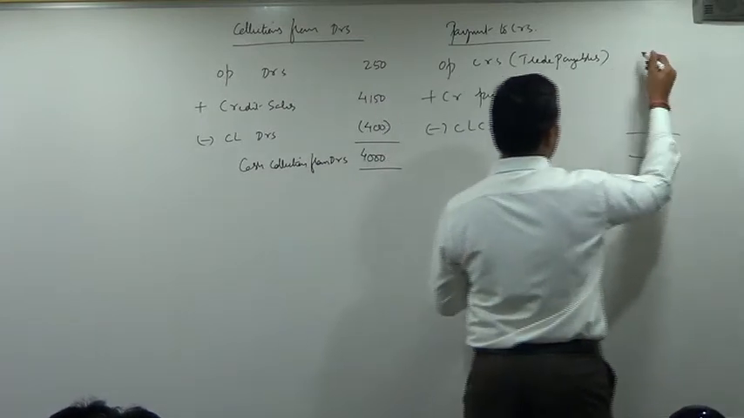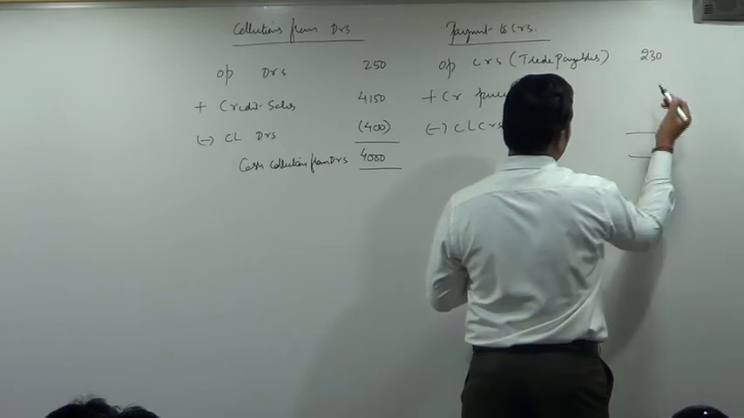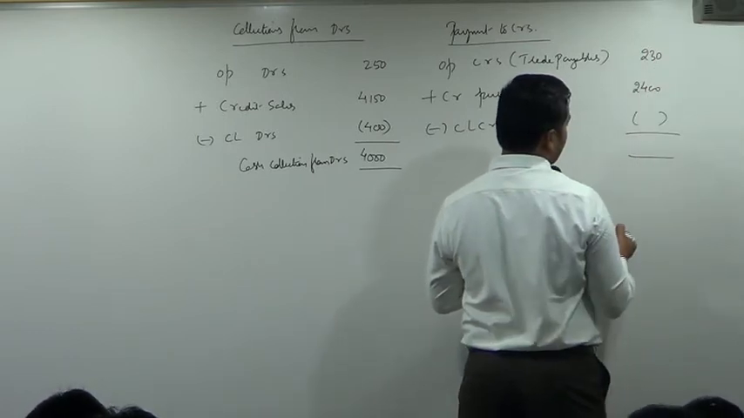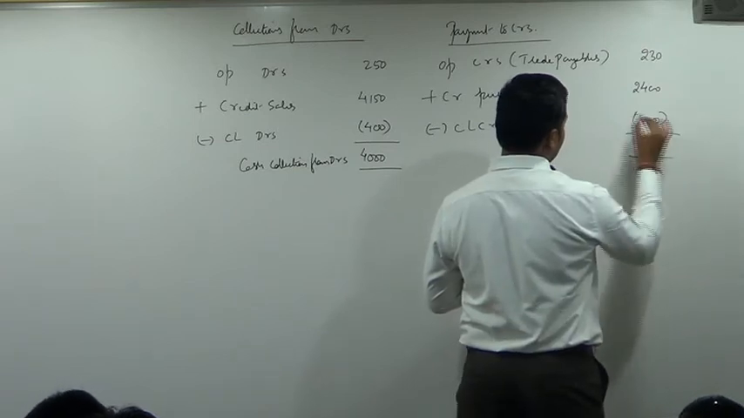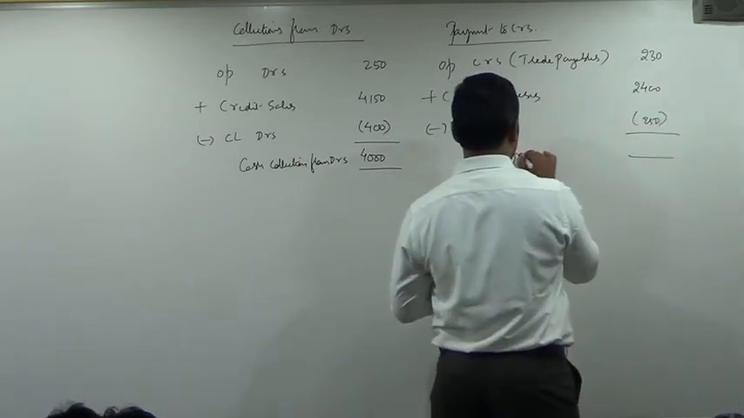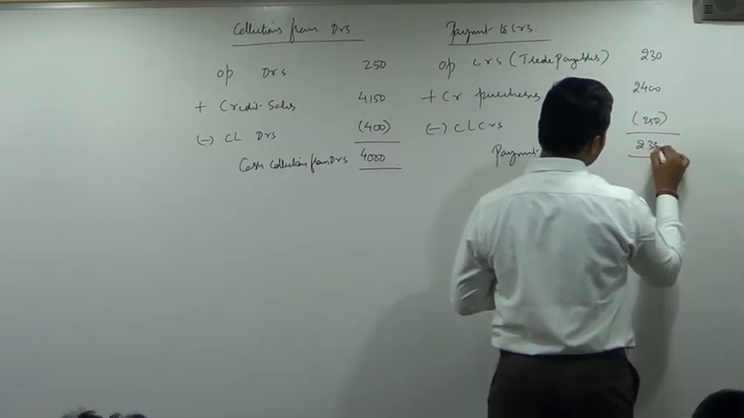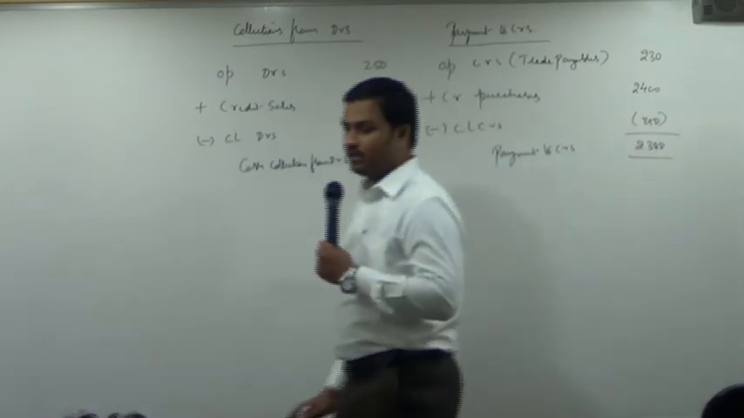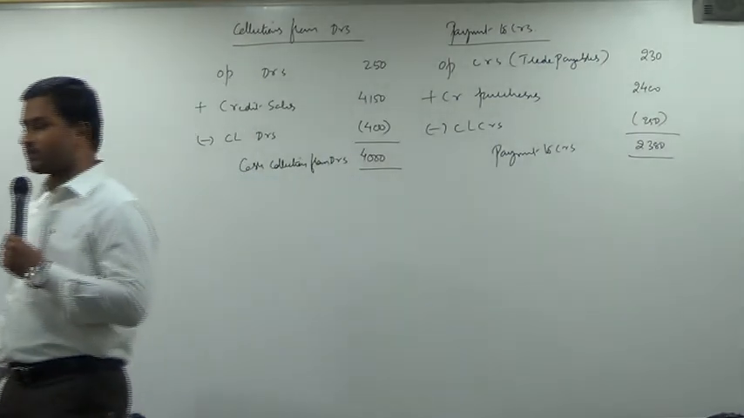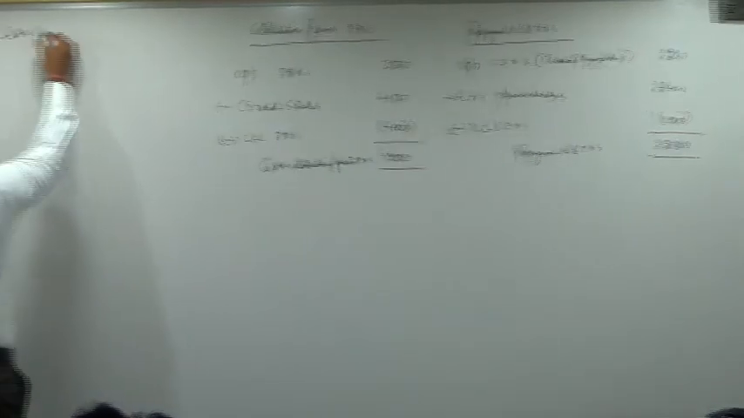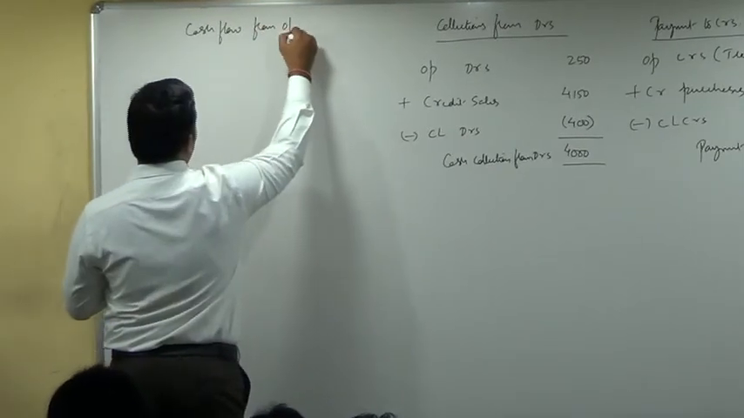Tell me the numbers. Opening creditors was how much? 230, purchases 2,400, closing creditors 250. Payment to creditors, 2,380. This you will show as a payment in your cash flow from operations. I'll prepare it here. Cash flow from operations.